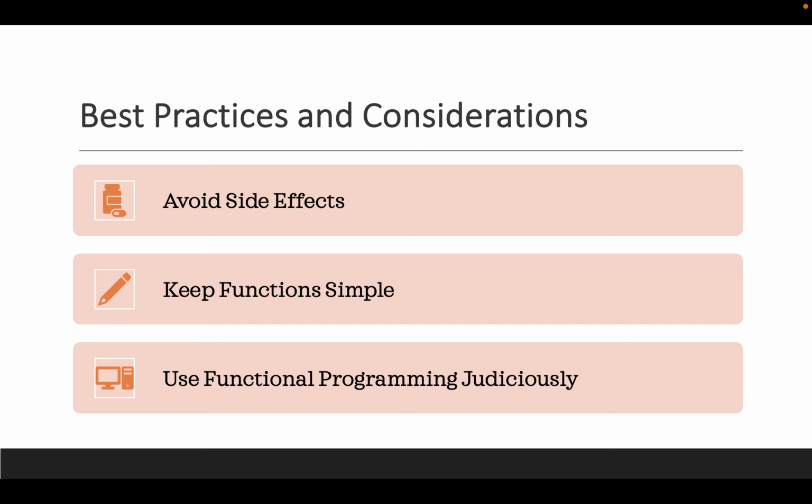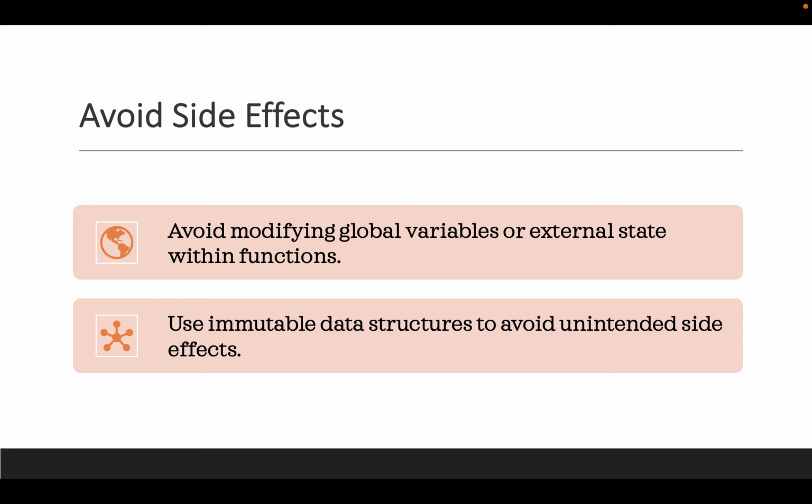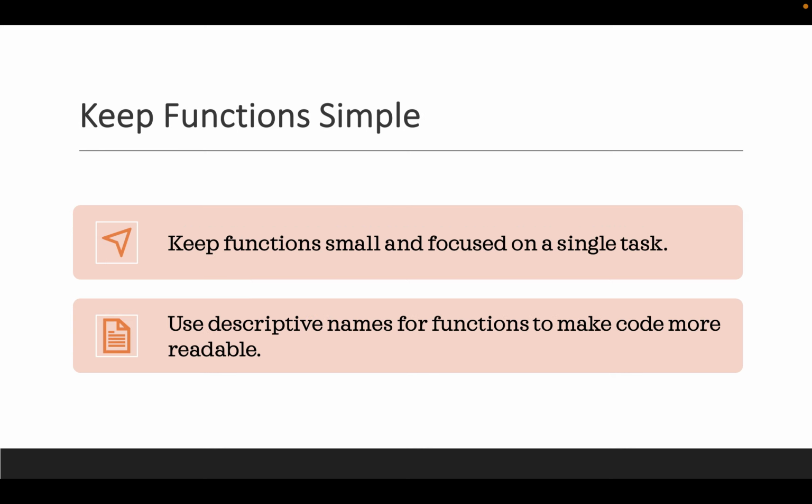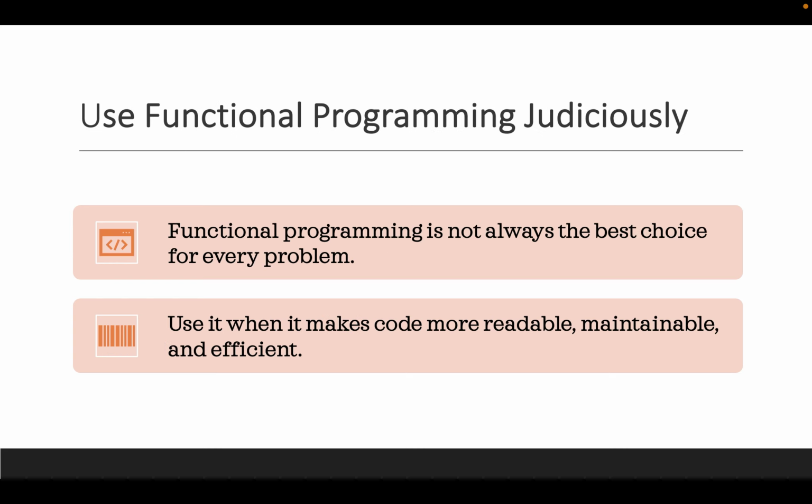Now we look at how to use functional programming judiciously. Avoid side effects: avoid modifying global variables or external state within functions. Use immutable data structures to avoid unintended side effects. Keep functions small and focused on a single task. Use descriptive names for functions to make code more readable. Functional programming is not always the best choice for every problem. Use it when it makes code more readable, maintainable, and efficient.